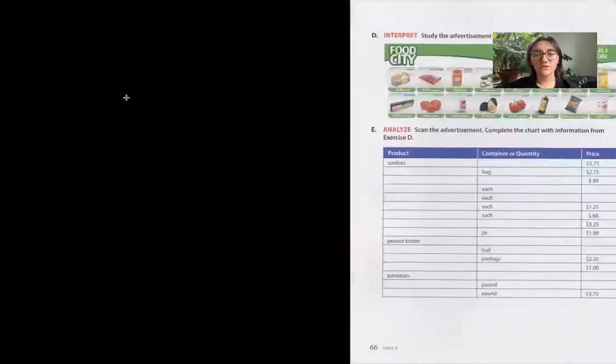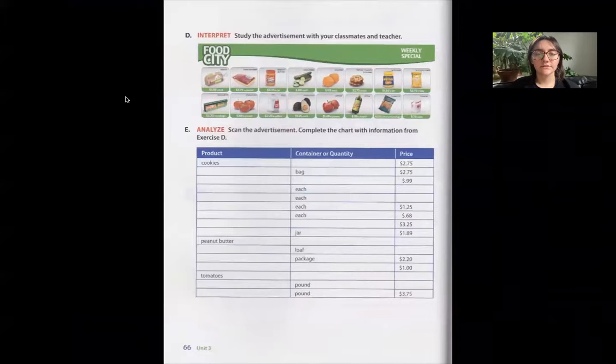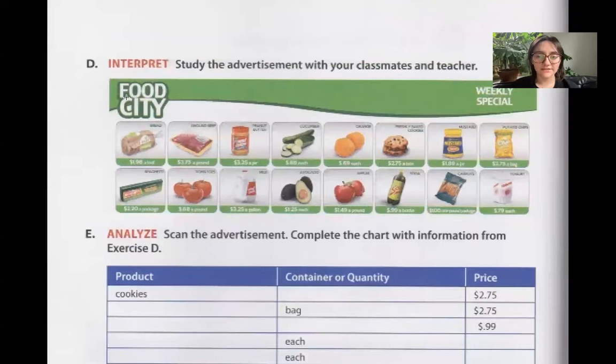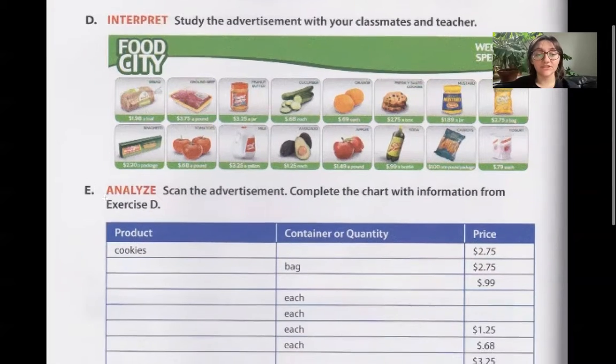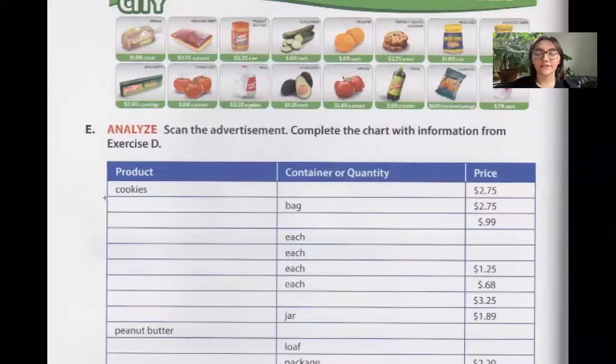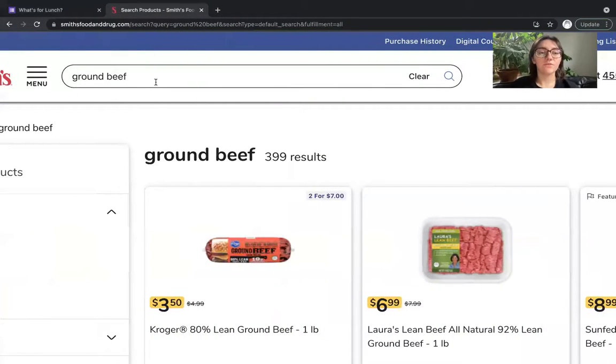So let's go look at this. It wants us to look at the food and look at the quantity, how much it is, and what the price is. Again, this is kind of hard for you to see on your phone. So I think what we'll do is just look them up online. First thing we're going to look at is cookies. Let's look for cookies.